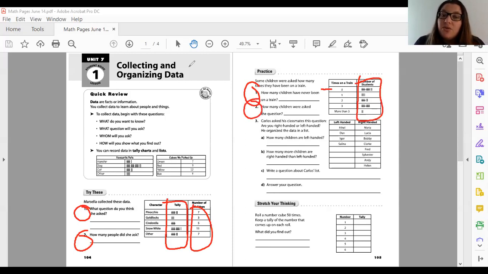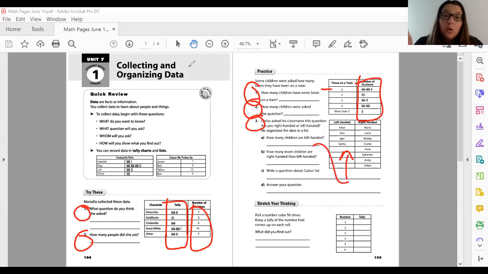For number 3, you are also going to answer that question. Carlos asked his classmates this question: are you right-handed or left-handed? And then he made a list. So how many children are left-handed? You're just going to count in this list, okay?